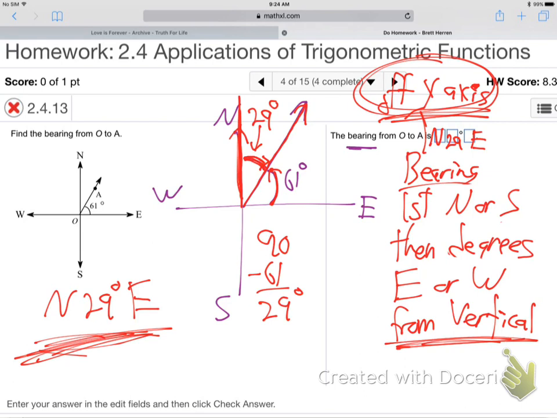So I need this angle, don't I? Does that make sense? So that's why I had to subtract from 90. Does everybody see that? So on this one, the angle they gave me was off the x. That's not the one I want. I want the one from the y.